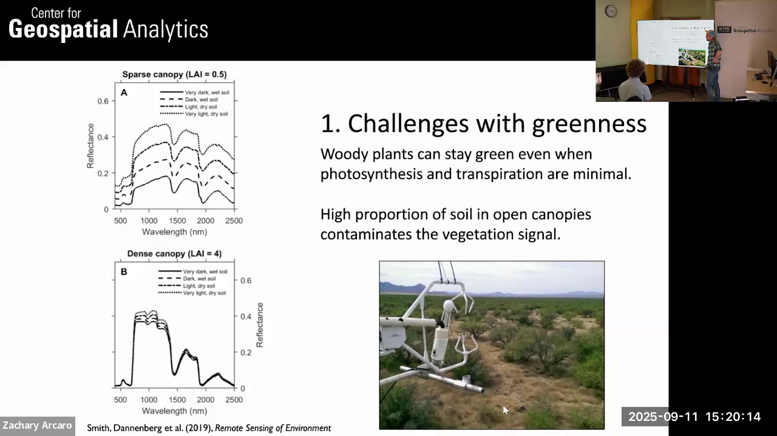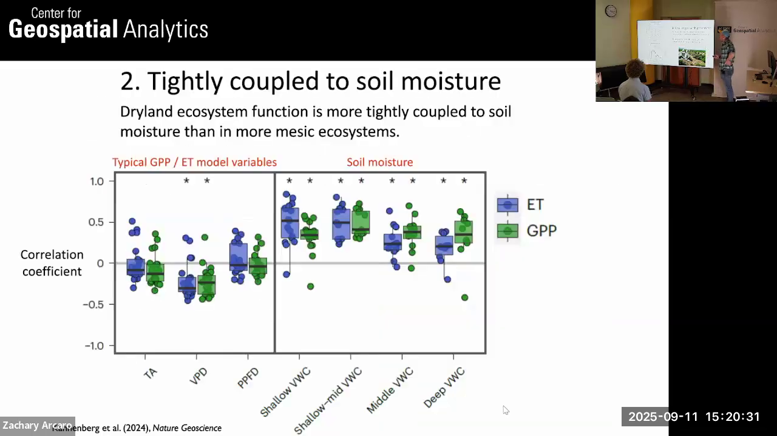For drylands, where we have very sparse canopies, the spectral signature looks wildly different depending on how dark or how wet the soil is. And so that contaminates the greenness signal that we get and erodes some of the predictability that we can get with greenness indices.